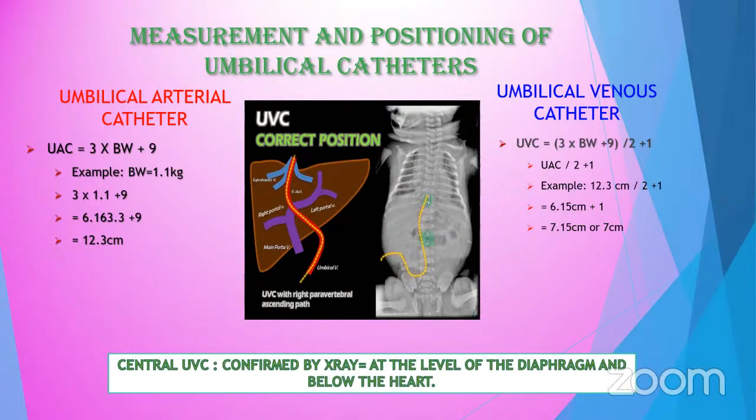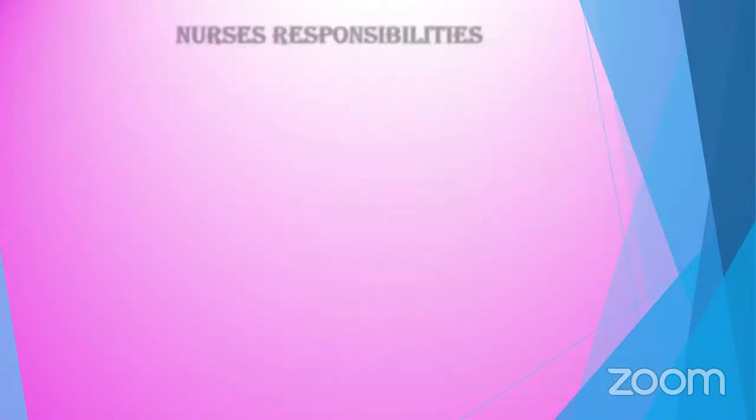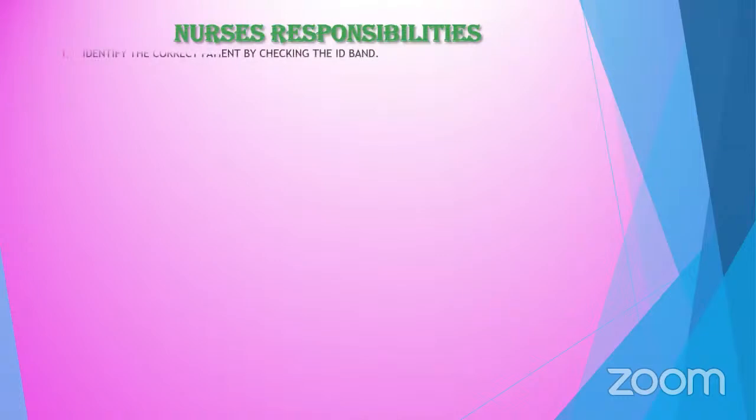So confirmation is by X-ray again, and it should be at the level of the diaphragm and below the heart. The physician's part was already discussed by Dr. Marwa, so I will discuss the nurse's responsibilities. First, we should identify the correct patient by checking the ID band. What will we check in the ID band? The complete full name and the MRN number of the neonate. And then, of course, as I said before, gather all the equipment and supplies needed.